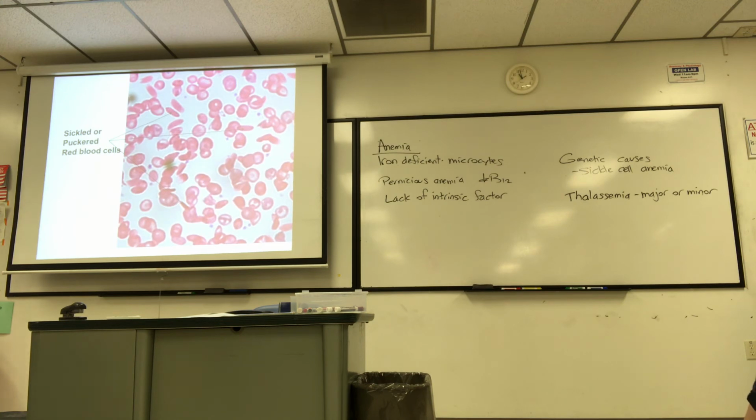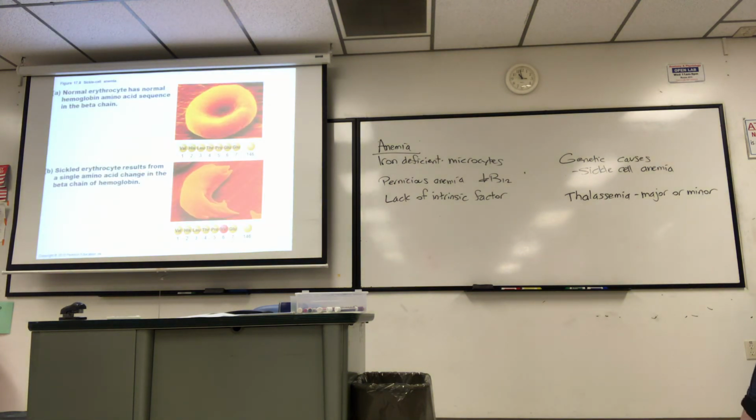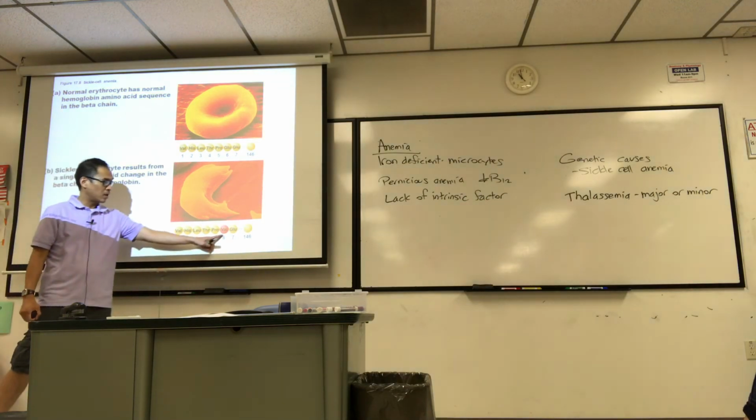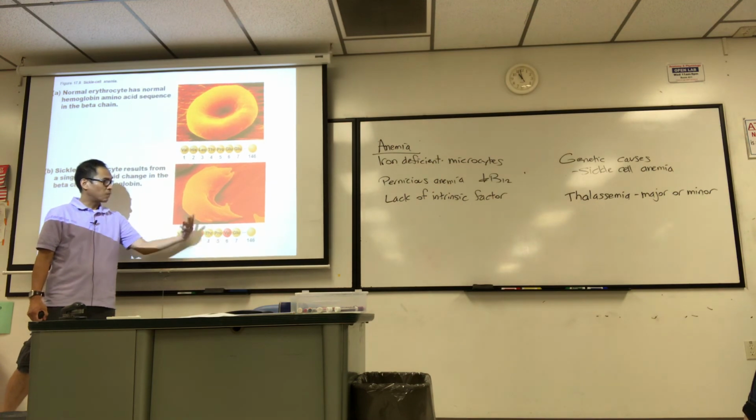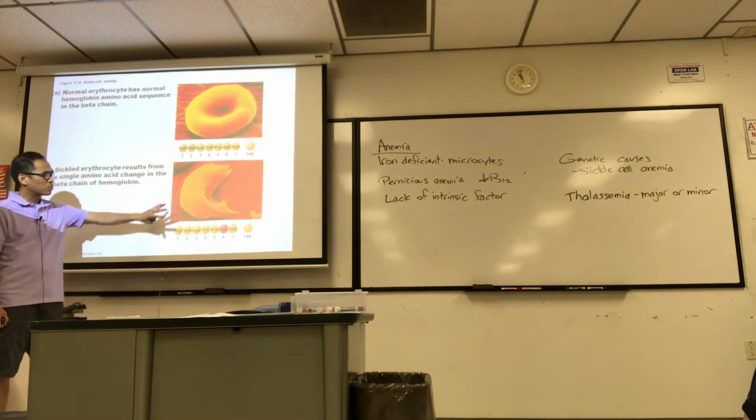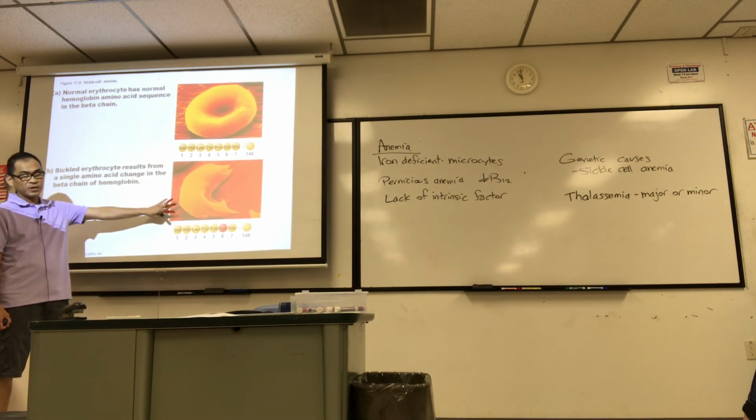So I'm pointing out the sickled or puckered red blood cells on this slide. It's a little blurred, but you can still see the puckeredness. Here's the professional picture of the sickled cell, showing you the specific single amino acid mutation right here at this position. And so if hemoglobin's mutated, it makes the whole cell pucker in its morphology. Okay.